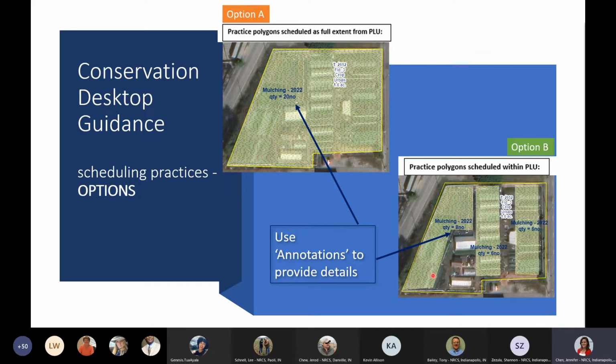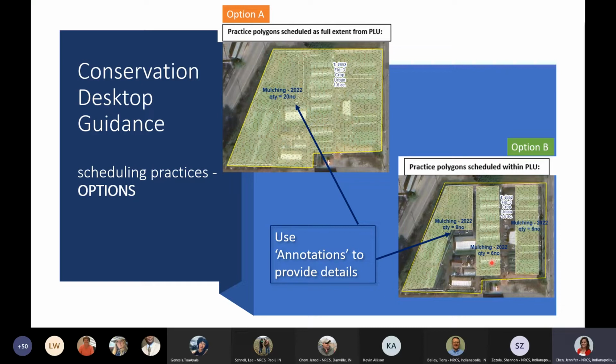Or, if it makes more sense based on the operation, you can do some limited redefining of which specific areas are going to be receiving mulching. Notice in both, we're talking about 20 units of mulch planned in this plan, but they're represented two different ways: one with the full extent practice and one identifying 3 of these main working areas. And note down here in the lower right, even each of these areas has multiple units of mulching that are going to be planned.